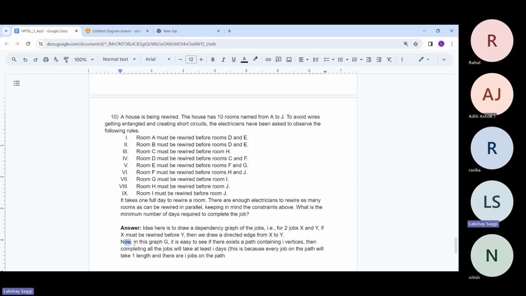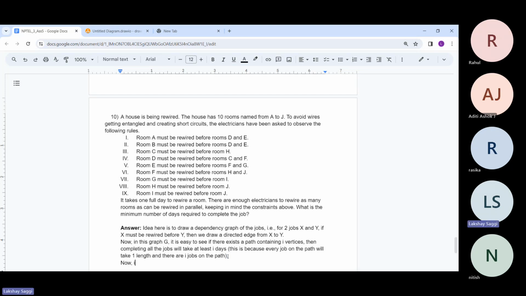I hope this claim is clear to everyone: in this graph G, it is easy to see that if there exists a path containing I vertices, then completing all the jobs will take at least I days. This is because every job in the path will take one length and there are I jobs on the path. So due to this path, this will take I days.